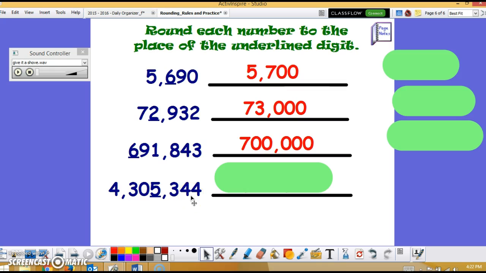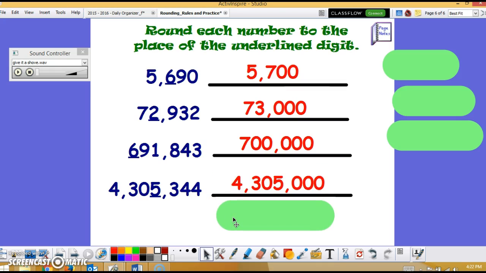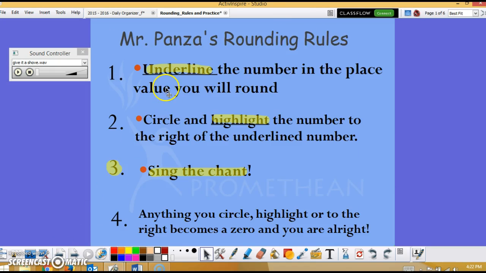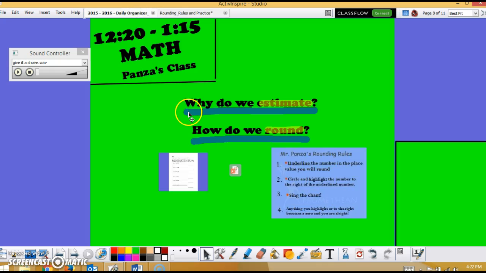And our final try it out problem, 4,305,344. Do your work and press pause. Now that you've pressed play again, you're ready for me to reveal the answer, which in this case is 4,305,000. I used the rounding rules, which again are underline, circle, sing the chant, change numbers to the 0, to answer our main question today, how do we round in order to estimate?